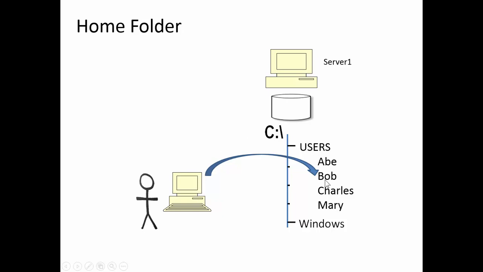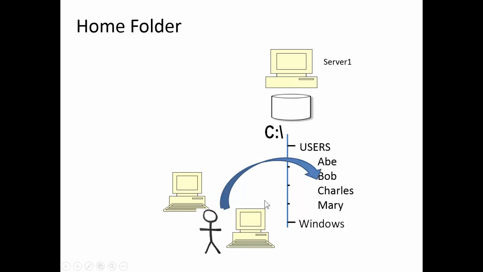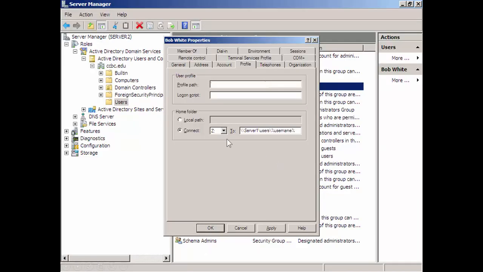On the server, there's a folder called Bob, which is under the folder called Users, which is under the root of the C drive. That's called the home folder. So then, if a user saves a file to the home folder, when the user goes to another computer the next day, the file is still available. This is called saving the home folder up on the server instead of the local workstation.